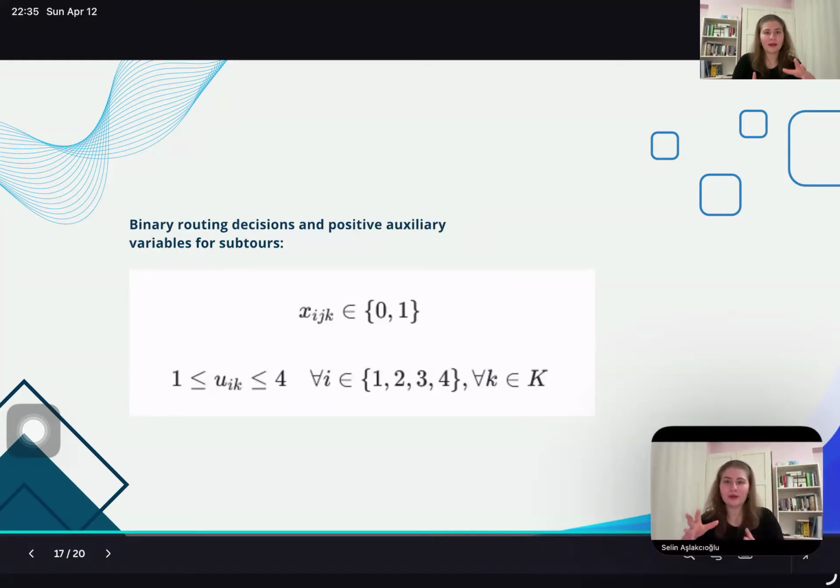So we also have binary routing decisions and positive auxiliary variables for subtours. As you can see, x_ijk can only be 0 or 1 because it's binary. And here's the auxiliary variable constraint.